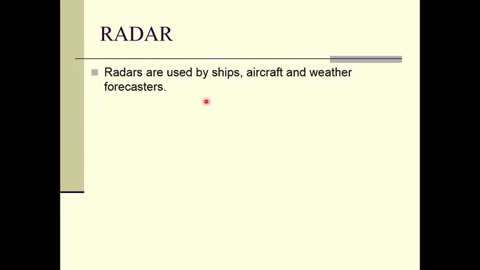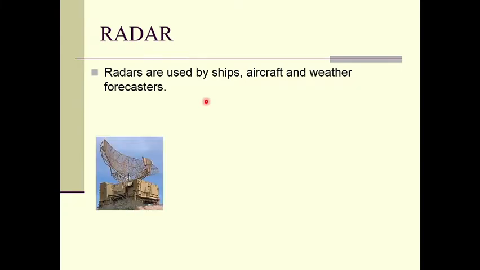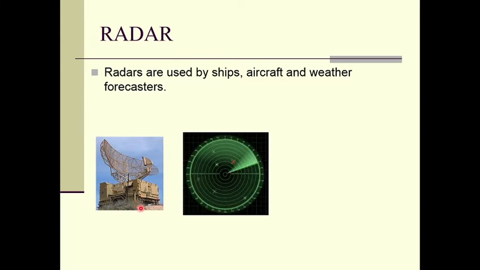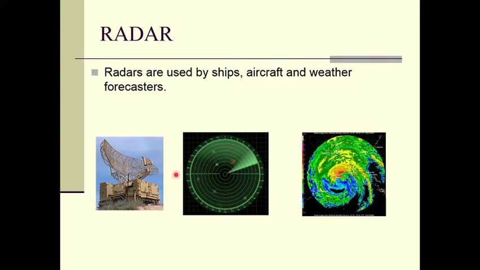Radars are used by ships, aircraft and weather forecasters. This is typically a radar antenna used by ships, and we can also see this kind of antenna at airports. This is the circular dial inside ships or airplanes. Radar will give a 360 degree view of the surrounding objects, right? So any threat to the ships or aircraft will be detected by the radar.